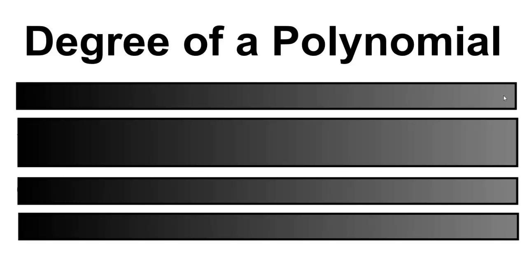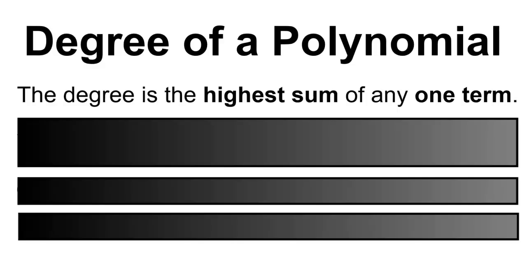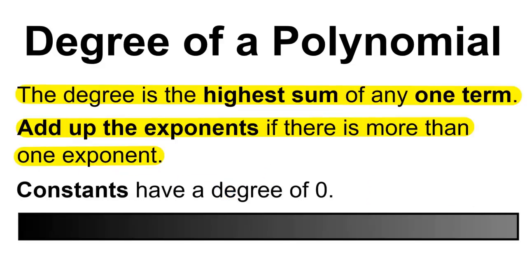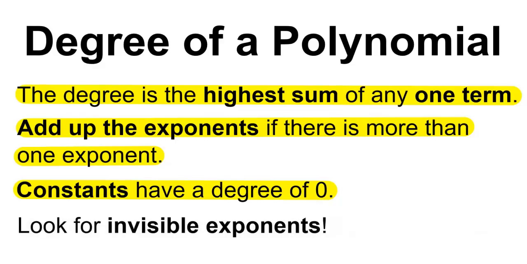Degree of a polynomial. The degree is the highest sum of any one term. Add up the exponents if there is more than one exponent. Constants have a degree of 0, and a constant is a number without a variable. And look for invisible exponents. Invisible exponents are exponents that are present but not always easy to recognize.